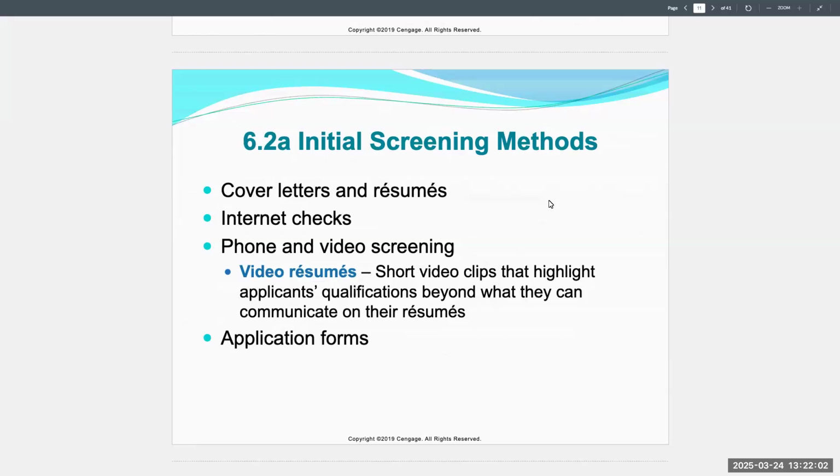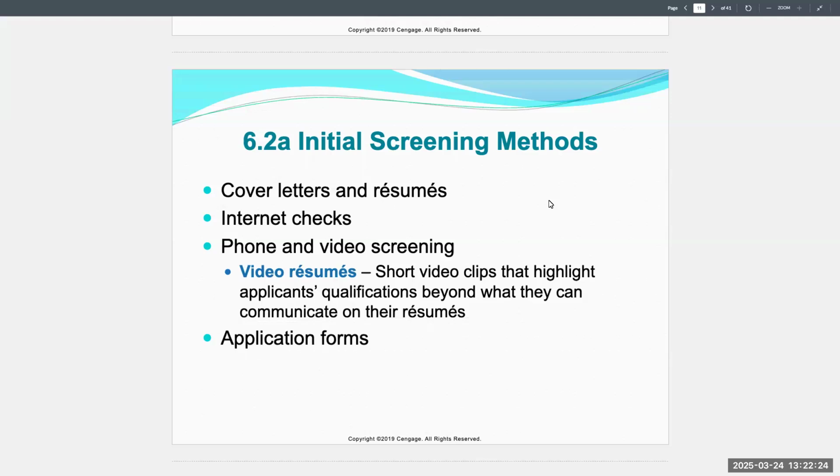There are several tools available for the screening phase, and the most common are resumes and cover letters, which offer an overview of education, work history, and achievements. However, they're often inconsistent in format and content, which is why many employers use structured application forms to gather this standardized data.